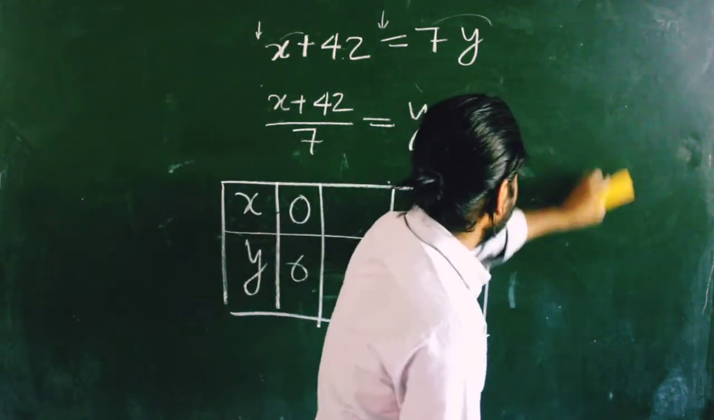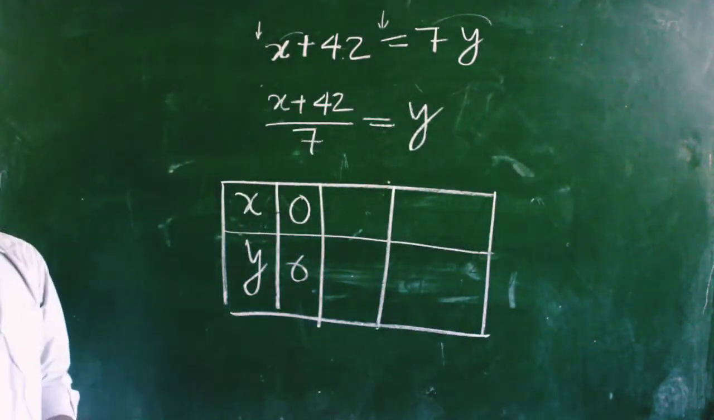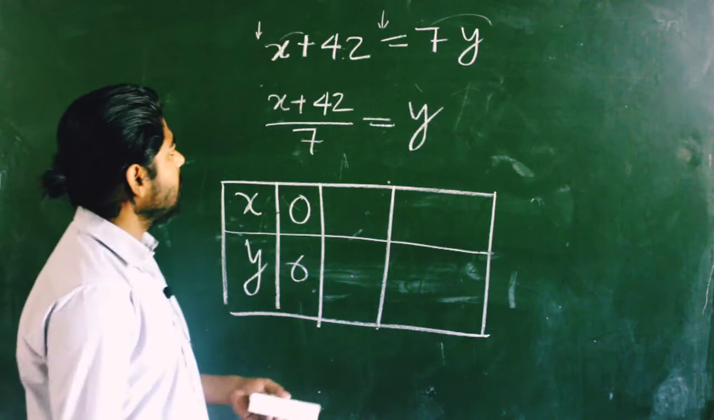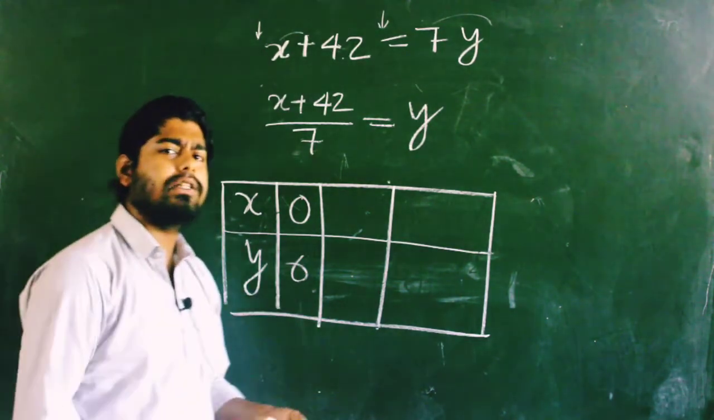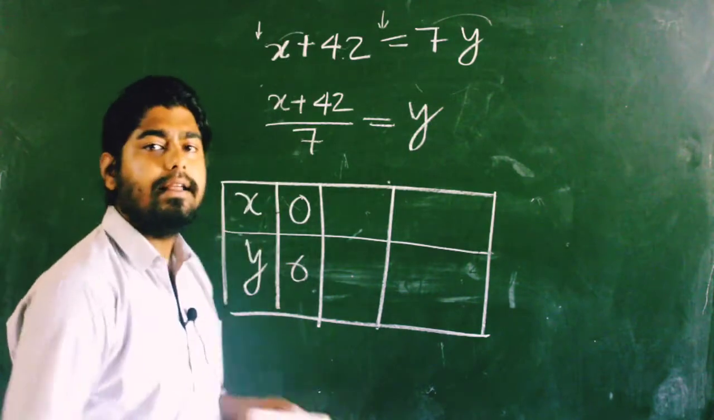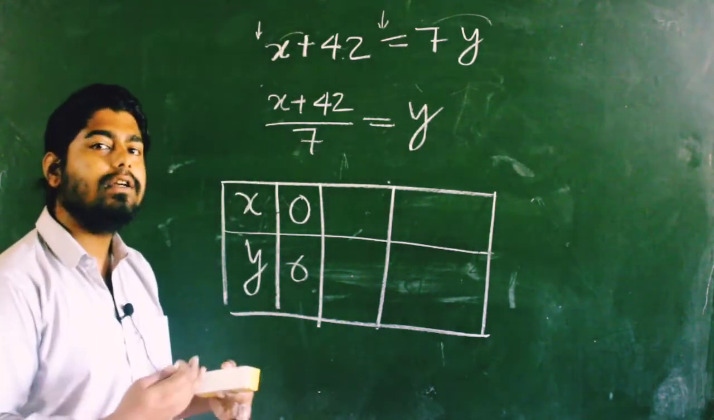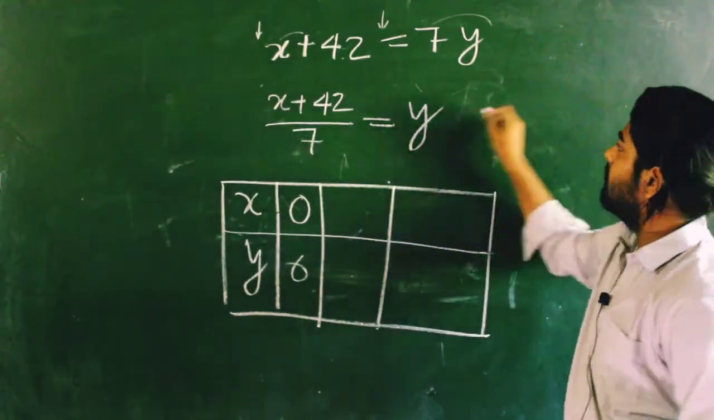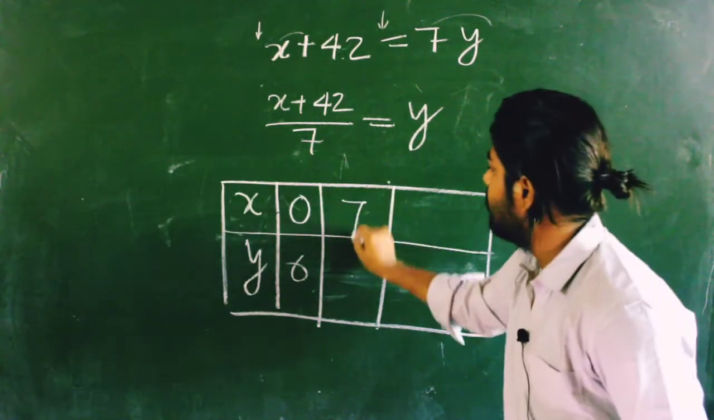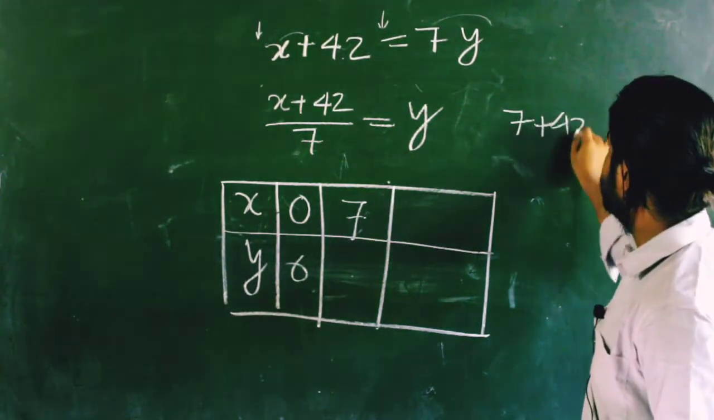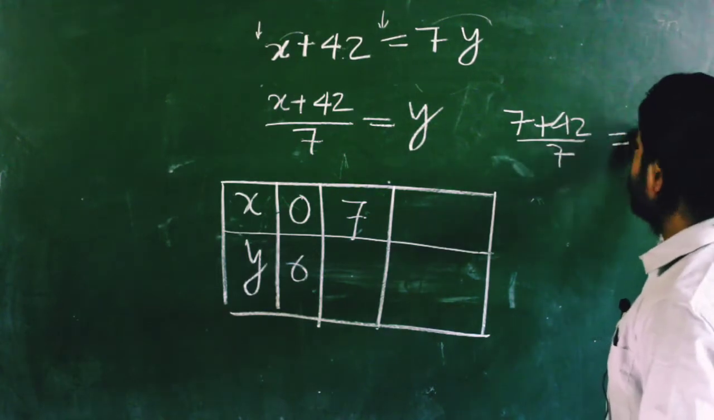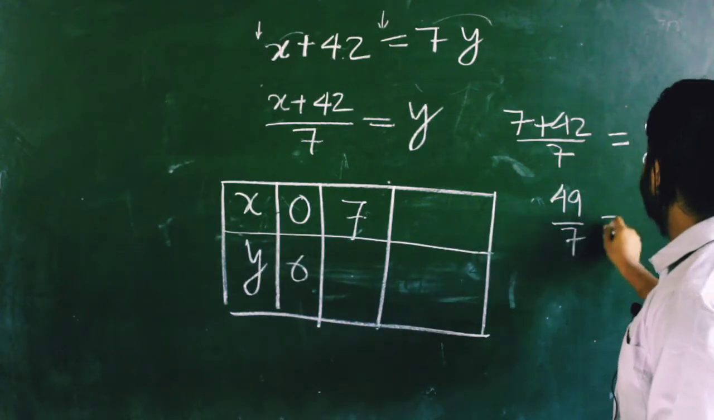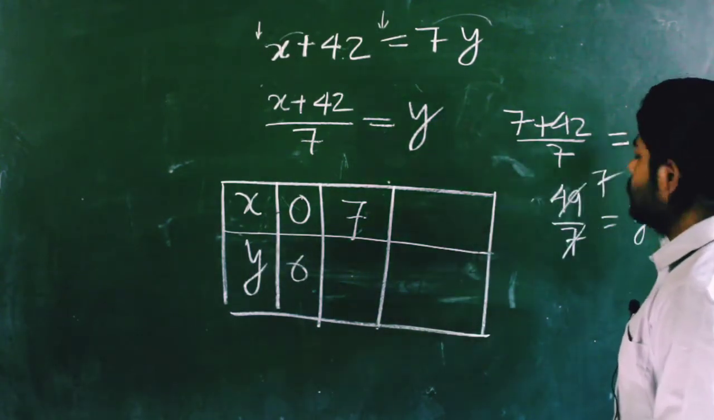Next, again we are going to assume some value. That is totally up to you. You can choose this value or that value. Let's assume all the multiples of 7. That way we cannot get any fraction number, and it is going to be easy for us to put the things in the graph. So let's say again we took 7. So x, 7 plus 42 by 7, that is our y. 42 plus 7 is 49. So that is 7.